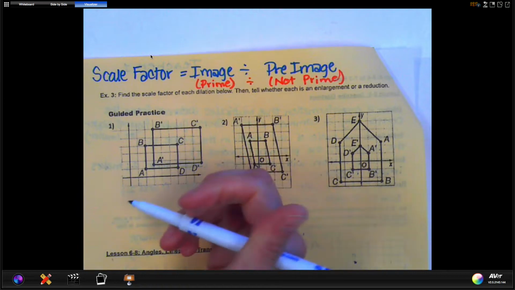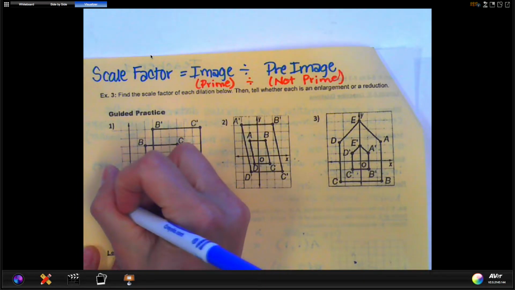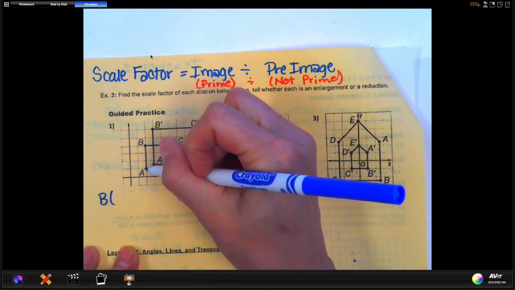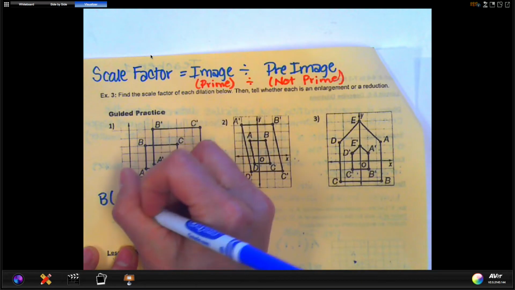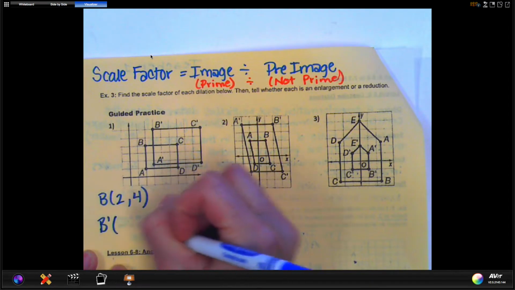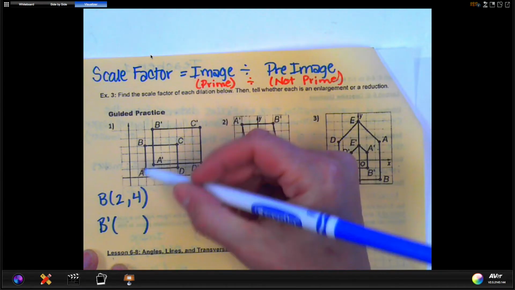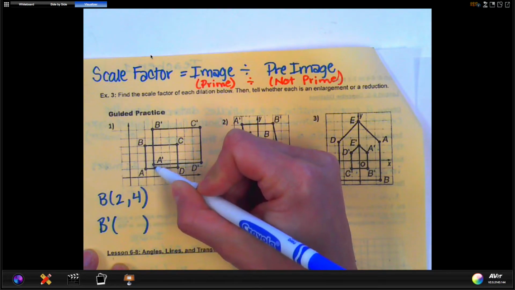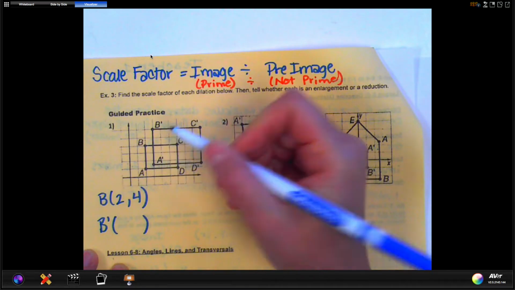So I'm going to list them first. So original B is at the point 2 to the right and 1, 2, 3, 4 up. So that would be 2, 4. B prime is our corresponding point. So that's going to be 3 to the right and 1, 2, 3, 4, 5, 6 up.